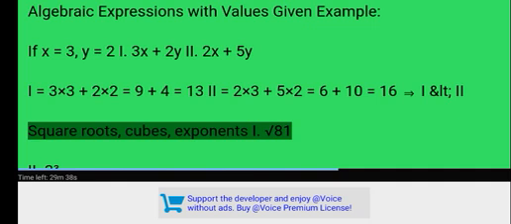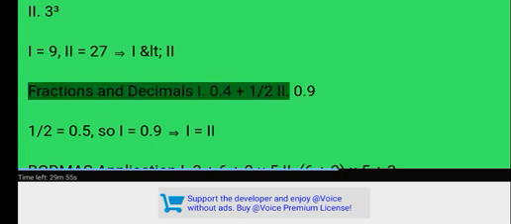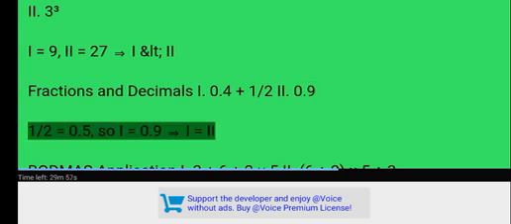Square roots, cubes, exponents. I: square root 81. II: 3 cubed. I equals 9, II equals 27. So I is less than II. Fractions and decimals: I: 0.4 plus 1 half. II: 0.9. 1 half equals 0.5, so I equals 0.9. So I equals II.